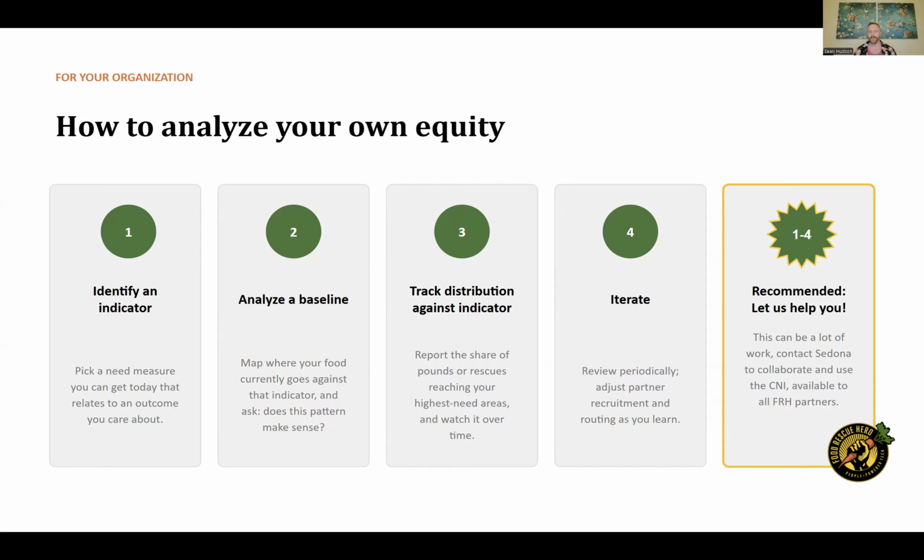So track the distribution against that indicator, and you do that year over year. Keep doing it. Like I said, if you need to, you can absolutely change how you're measuring things. Just be aware that you need to apply that same measurement to your old data as well. Otherwise, it's going to be very hard to know.